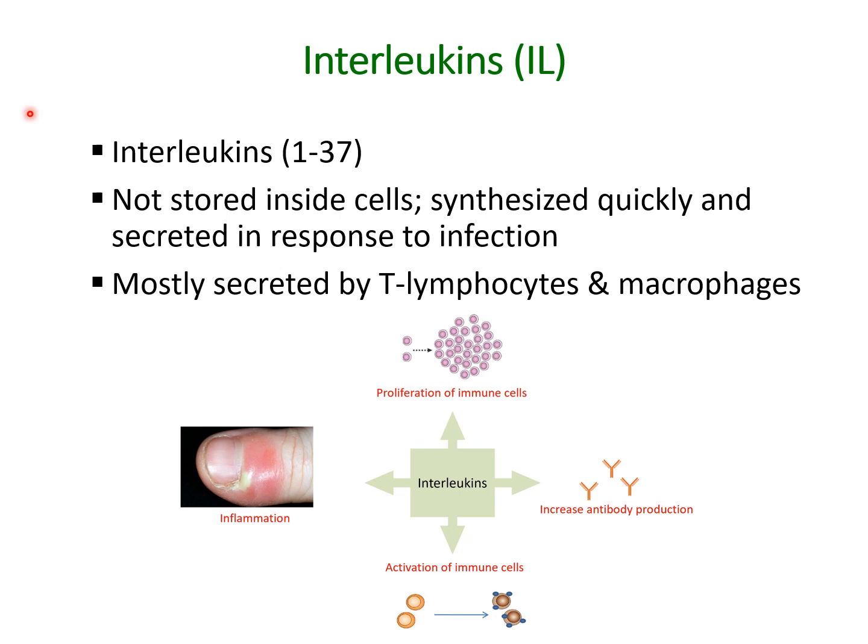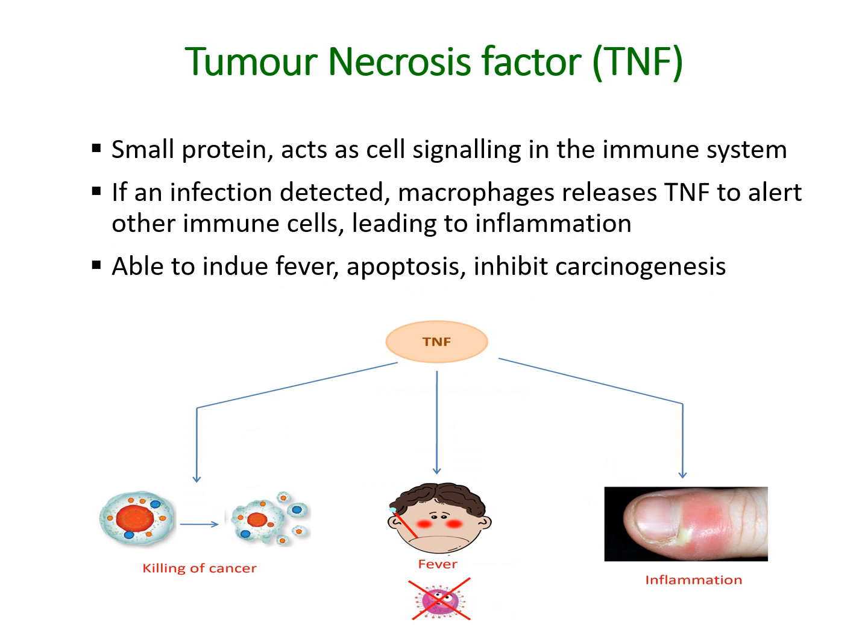Interleukins are proteins that are synthesized quickly and secreted in response to infections, and are not stored inside the cells. Interleukins are mostly secreted by T lymphocytes and macrophages, and are particularly important in stimulating immune responses such as inflammation. Tumor necrosis factor is a small protein used by the immune system for cell signaling. If an infection is detected, immune cells such as macrophages release tumor necrosis factor to alert other cells of the immune system, leading to inflammation. Tumor necrosis factor is also able to induce fever, apoptotic cell death, and to inhibit carcinogenesis.